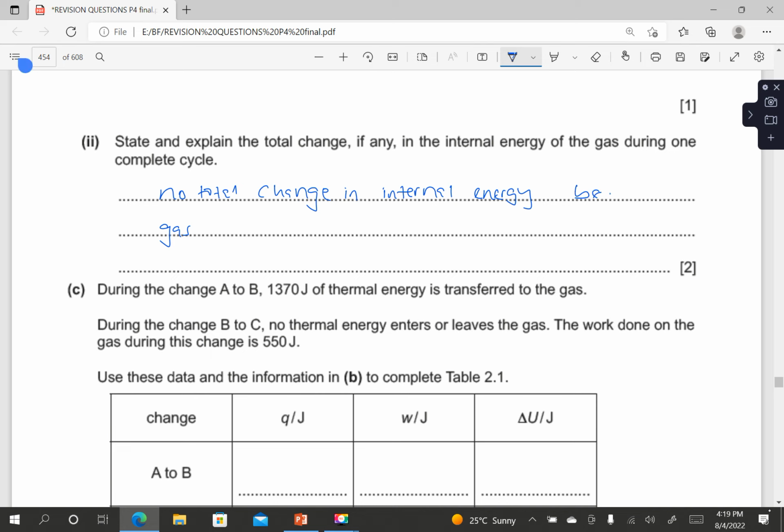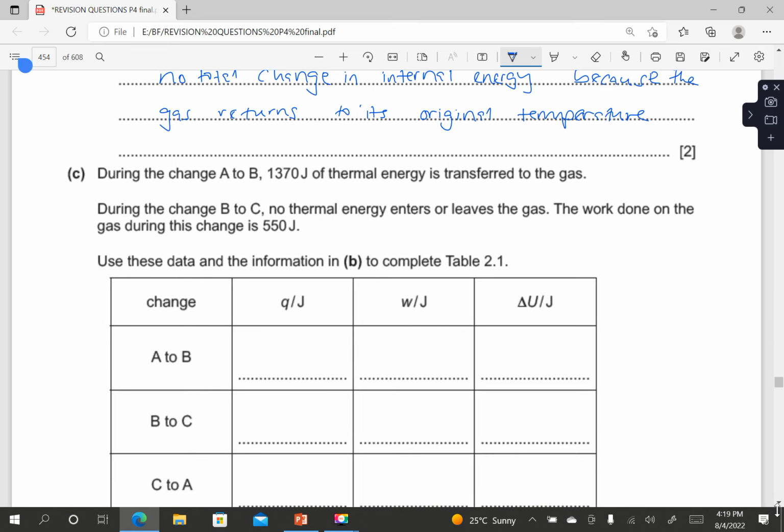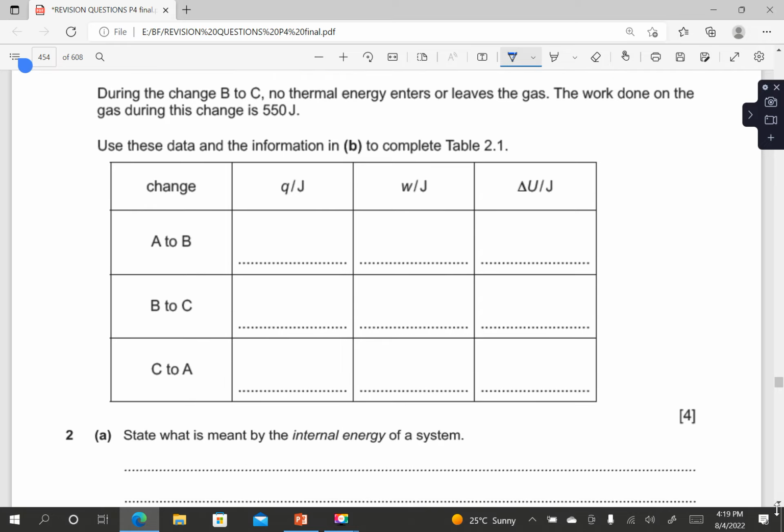So let me say because the gas returns to its original temperature. So as soon as the initial temperature is equal to the final temperature, just know that total change in internal energy is 0.